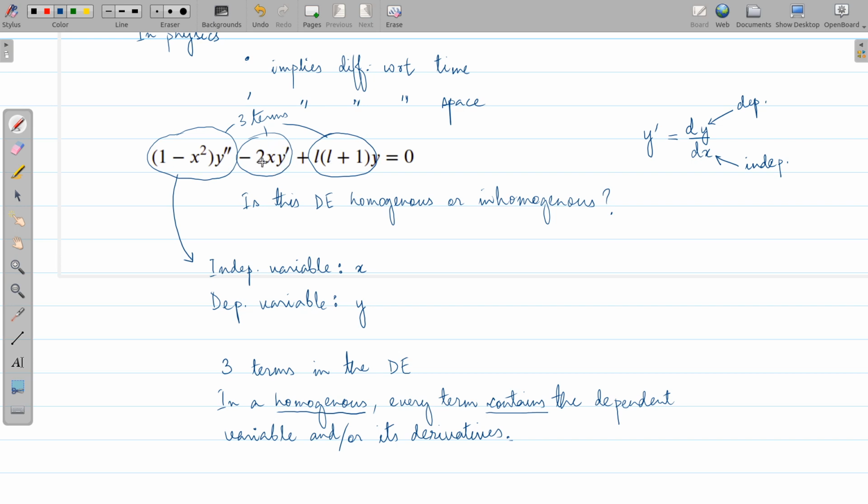Second term, does it contain the dependent variable and or its derivatives? Yes, it contains. The third term, yes, this also contains. So all the three terms contain the dependent variable and or its derivatives. So it's a homogeneous differential equation.